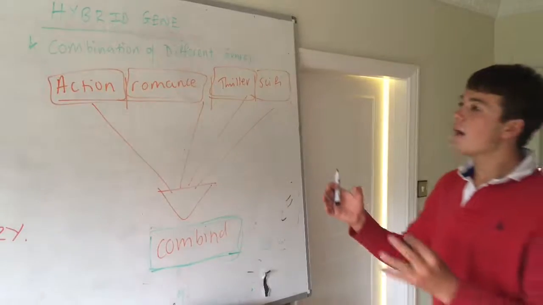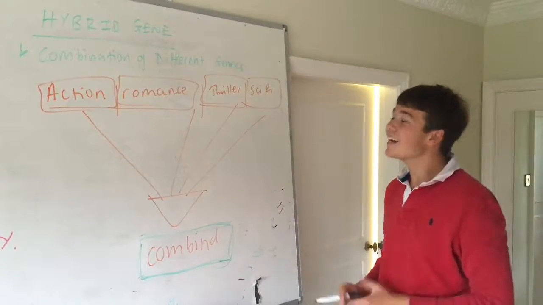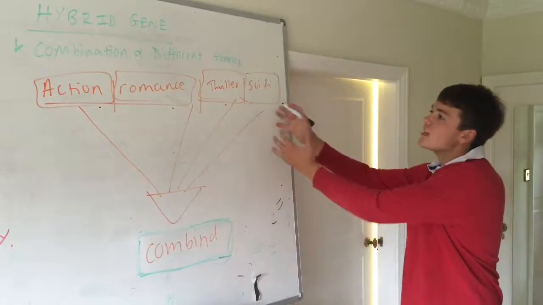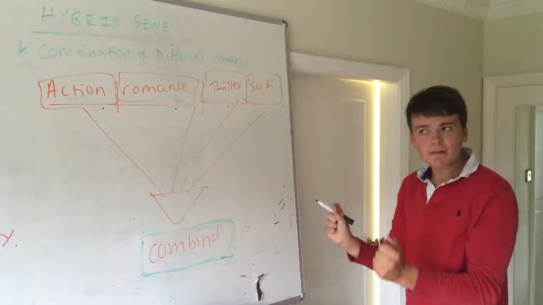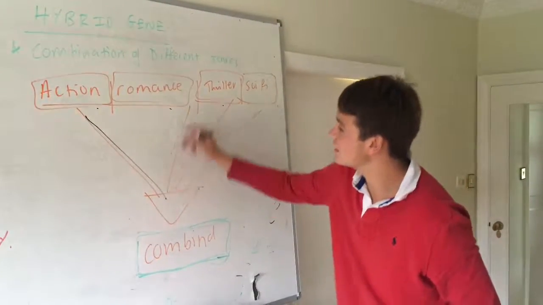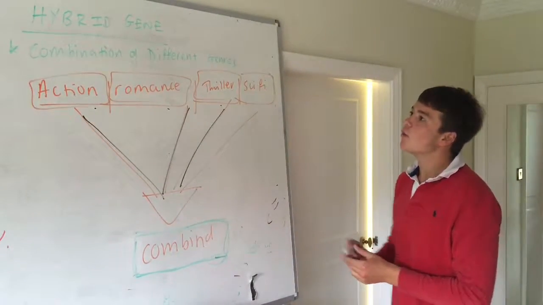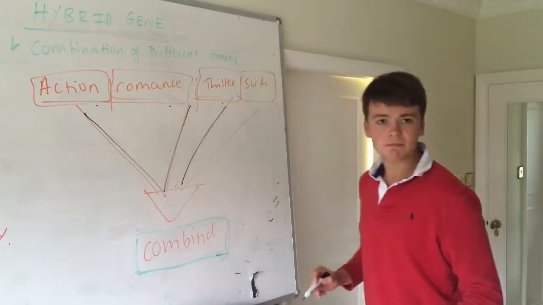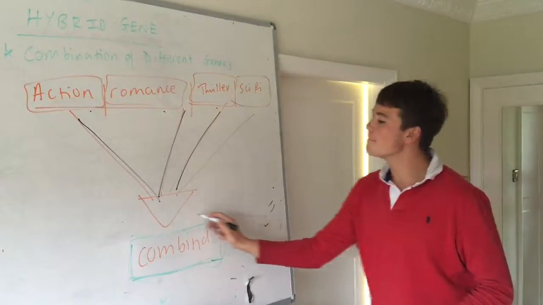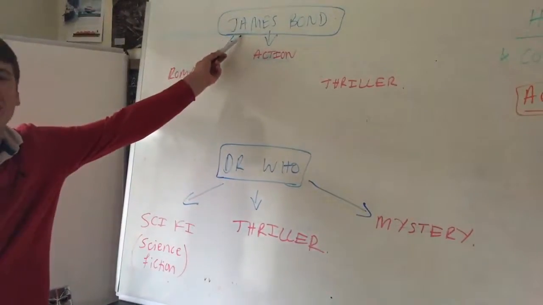Okay, so following on from looking at what genre is, we have all these different kinds of genre like action, romance, thriller, sci-fi. Now, some films, what they do is they combine these genres together. When we combine these genres together, we get what we call a hybrid genre. That's a film that consists of more than one genre. They're combined genres.